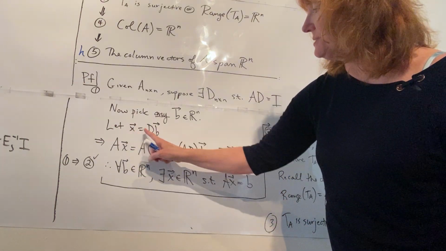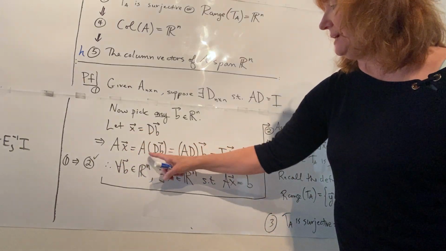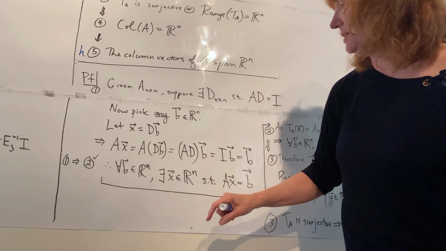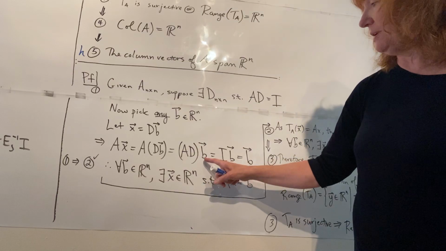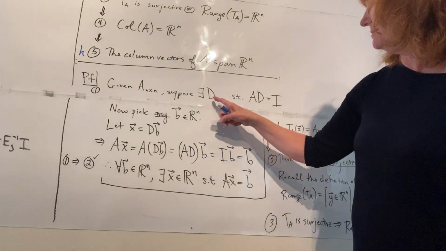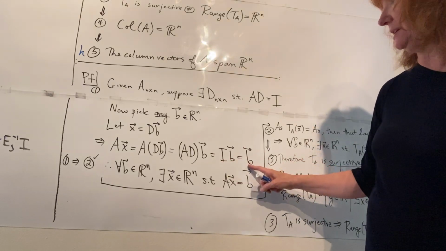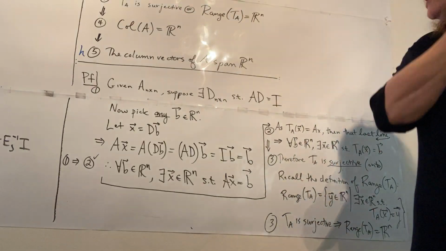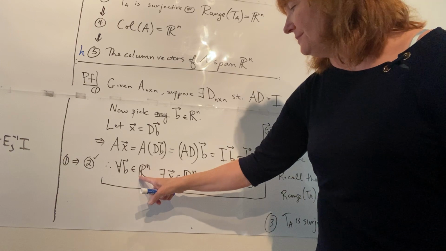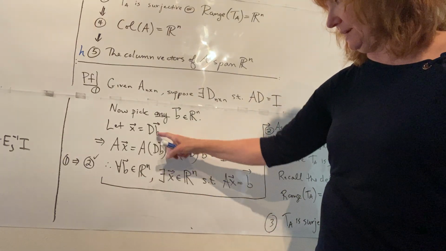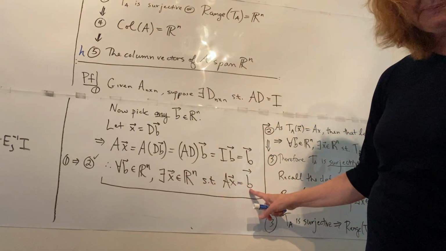Well, if we now multiply both sides of this equation on the left by A, look what we get. AX is equal to ADB. By the associativity of matrix multiplication, this becomes AD is being multiplied by B. But what is AD? We've assumed AD is equal to the identity. So that's equal to the identity times B, or just B itself. In other words, we've just shown that for any arbitrarily chosen vector in Rn, there does exist some X, we cooked it up by multiplying that one by D, such that AX will be equal to B.